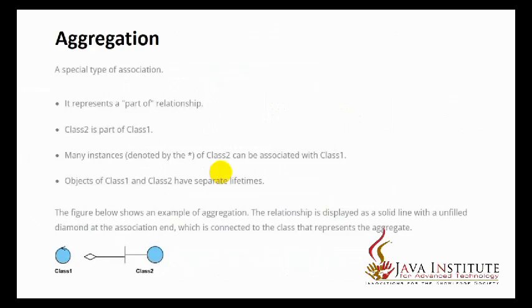Then when we consider aggregation, a special type of association, it represents a part-of relationship. It means class 2 is a part of class 1, and the objects of class 1 and class 2 have separate lifetimes. If I take an example, when we consider a company, there are employees and those employees have addresses. So the employee class and the address class are separate in their lifetimes. That's why in aggregation, the objects of class 1 and class 2 have separate lifetimes. You can see here, this is the symbol we use for aggregation.